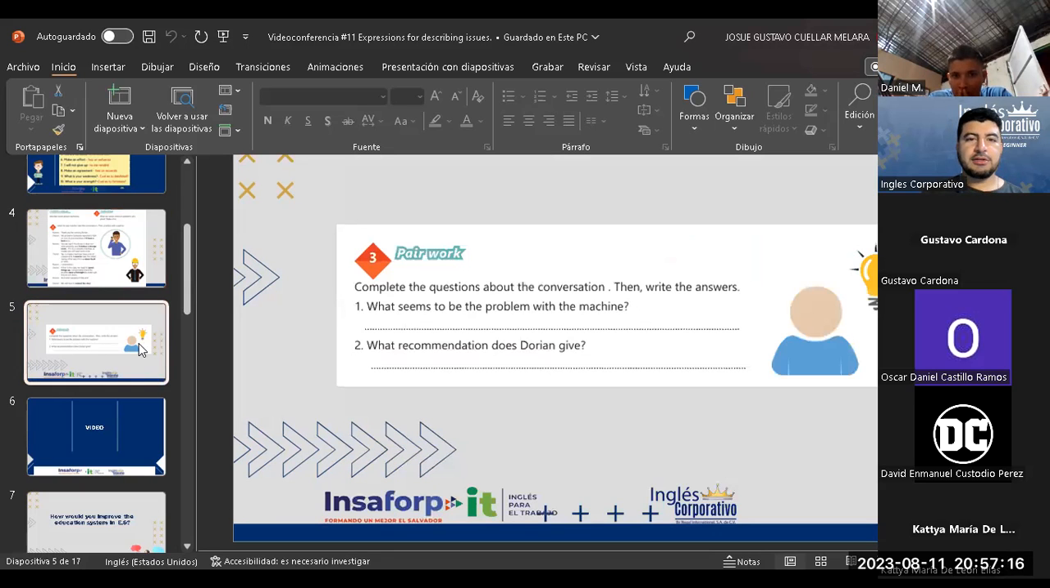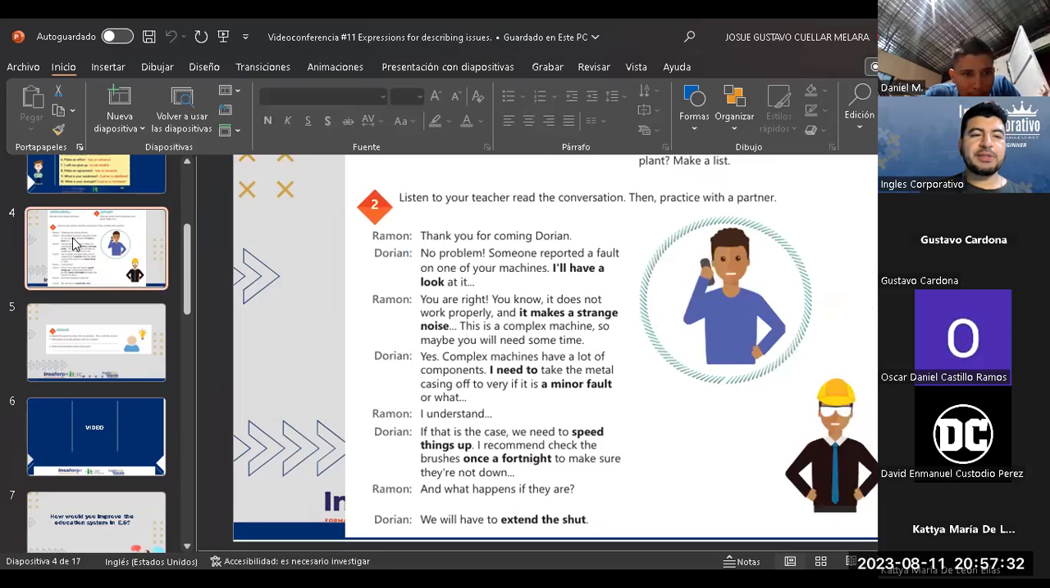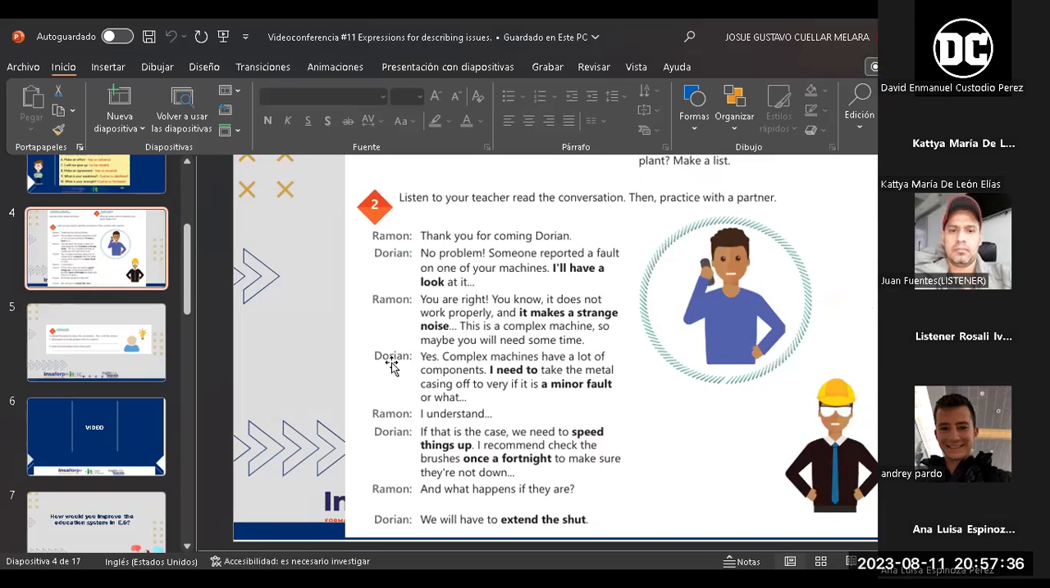Okay, here we have two questions. It says, what seems to be the problem with the machine? Number two, what recommendation does Dorian give? Okay, maybe with number one, what's the problem with the machine? Can we have the participation of Eduardo, maybe? Could you identify the problem with the machine? Yes, teacher. Ramon says it does not work properly and it makes a strange noise. Yeah, definitely. Thank you, Eduardo. It does not work properly and it makes a strange noise.